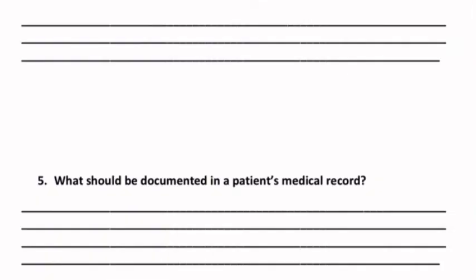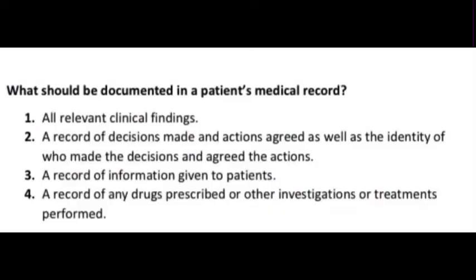What should be documented in a patient's medical record? All relevant clinical findings, a record of decisions made and actions agreed, as well as the identity of who made the decisions and agreed the actions. A record of information given to patients, a record of any drugs prescribed, other investigations or treatments performed.